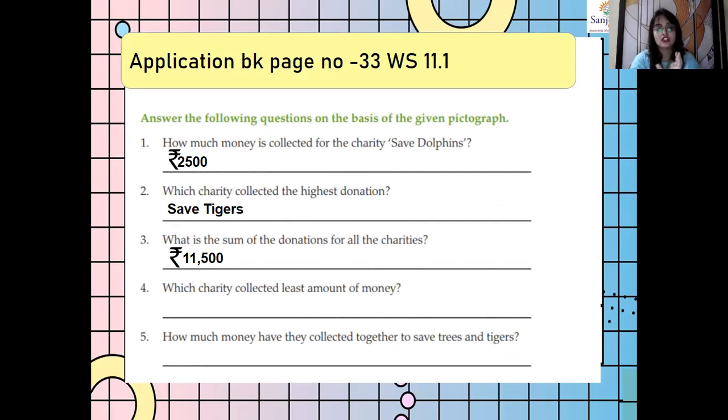Now, which charity collected the least amount of money? That is Save Dolphins, right? It has collected rupees 2500. So that is the least amount of money. So right there, Save Dolphins.